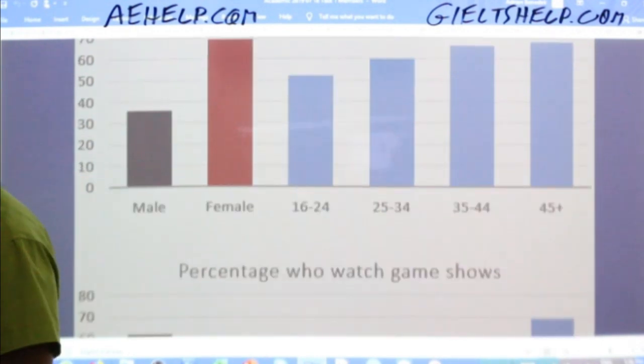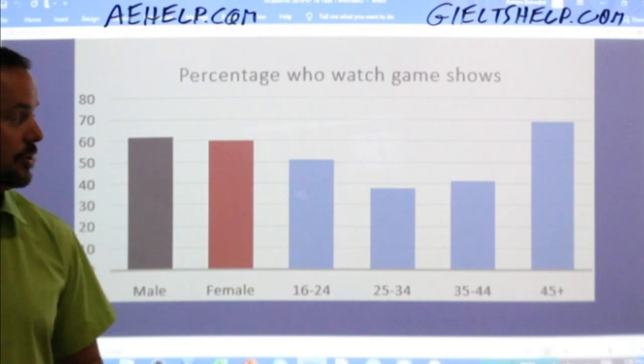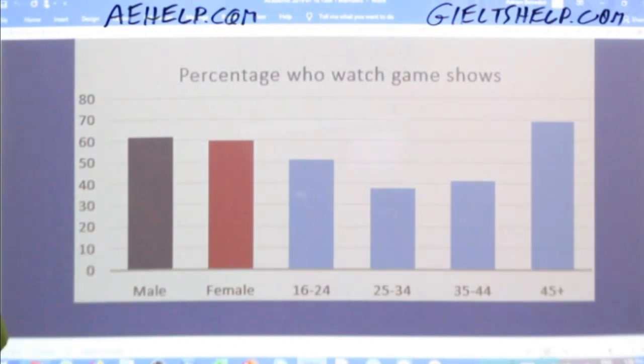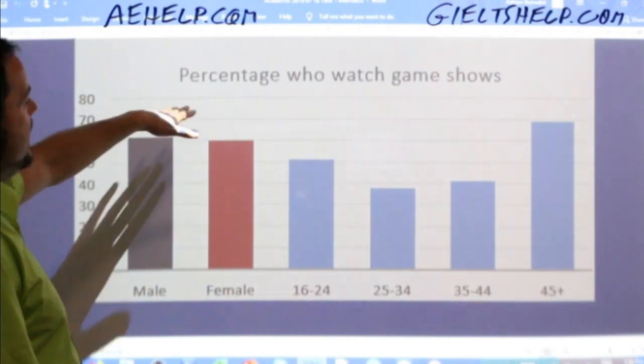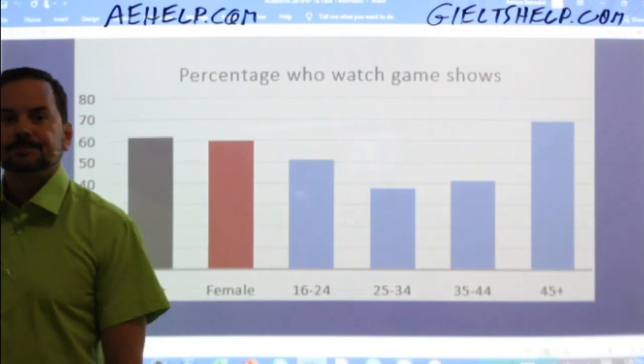Now this is a double bar graph. So I chose this for you on purpose, members, to add a bit of complexity. So here we have the percentage who watch game shows, okay?